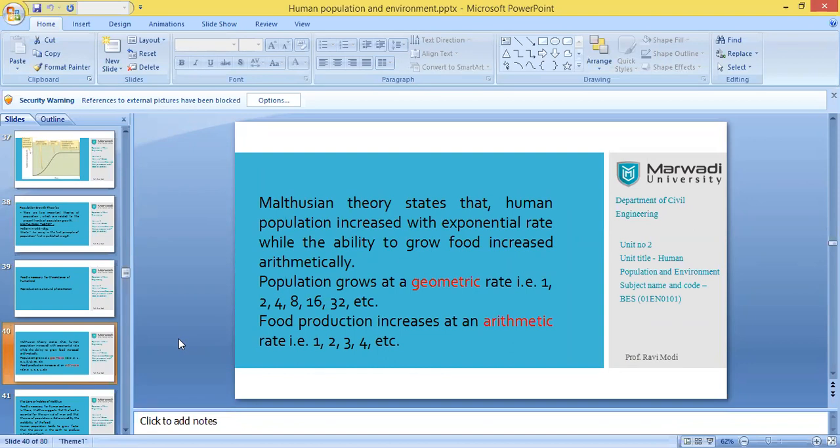So the population grows at a geometric rate, that is 1, 2, 4, 8, 16, 32, likewise, whereas the production of food increases at an arithmetic rate, that is 1, 2, 3, 4, 5, 6, 7, 8. You can just imagine that after 5 or 6 numbers, the human population figure would have reached 16 or 32, but food production is reaching only 5, 6, 7, 8. So at one point there will be a human population, but there won't be enough food to feed them.